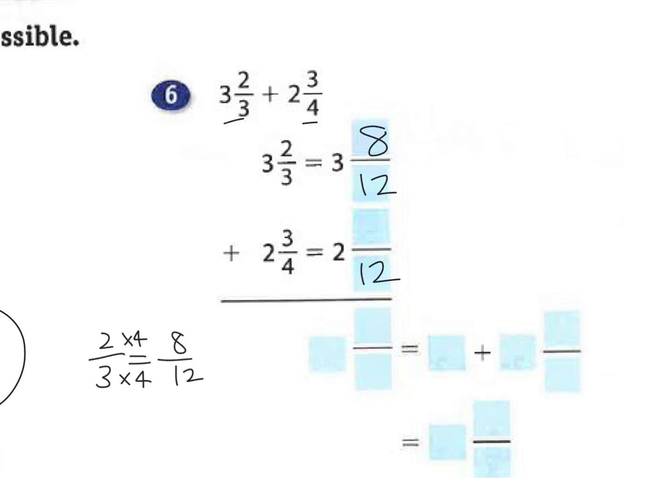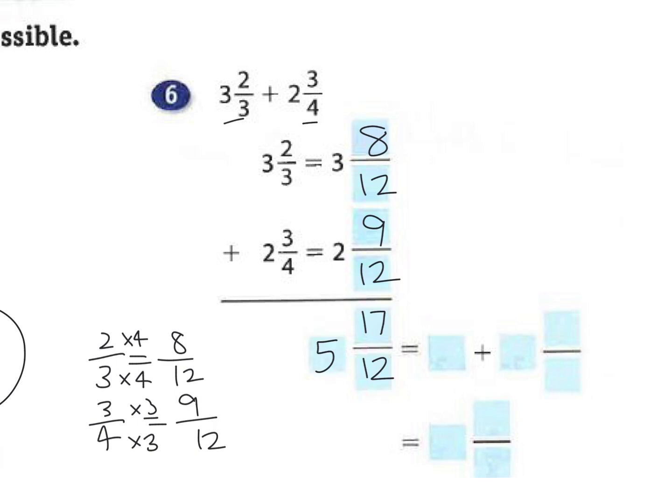And then we need to change 3/4 into 12ths. So 4 times 3, 3 times 3 is 9. So then we have 9 twelfths. All right, so we have 8 twelfths plus 9 twelfths is 17 twelfths. And then 3 plus 2 is 5.